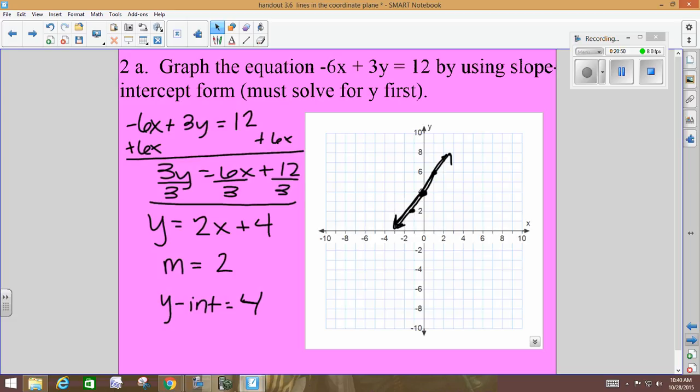No, you do not need to do this. You just need to get it in y equals mx. Yes, because lines go on forever. Because it didn't say to graph using a t-chart. It said graph using slope-intercept form. If it says graph using a chart, then you make a chart. If it says graph using slope-intercept, then you use slope-intercept.